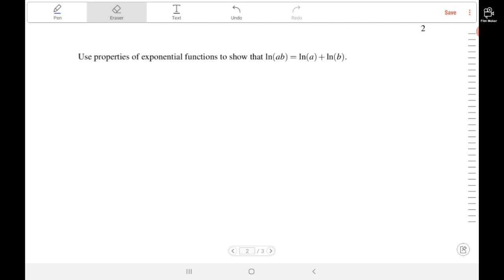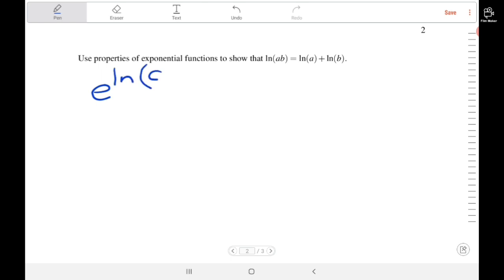So, e to the power of the natural log of ab. This is just taking the exponential of the left-hand side. Now, we know that since these functions are inverses, this cancels out to just give ab. What about the right-hand side? Well, the right-hand side seems a little bit more complicated.